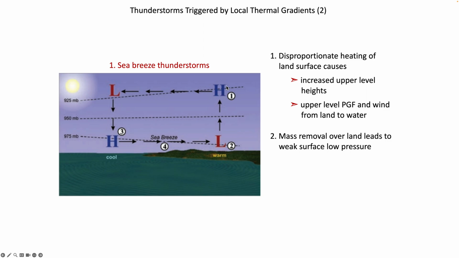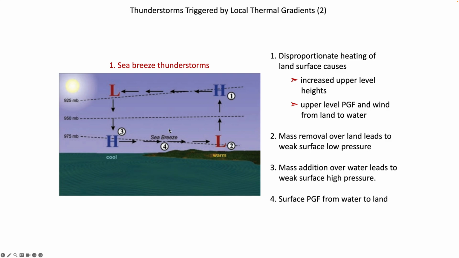Now, as we remove mass from the column over the land, because we're moving air from land to water, this leads to the formation of a pretty weak center of low pressure just over the land. So we're forming low pressure at the surface over land. Meanwhile, we're adding this mass to the column just a couple of miles offshore over the water, which leads to the formation of weak high pressure over the water. We get a pressure gradient at the surface now that is directed from water to land, and the air begins to blow from water to land. And this is our sea breeze.